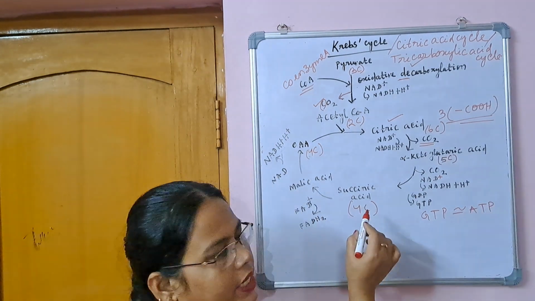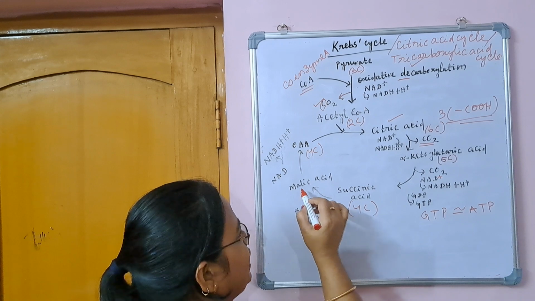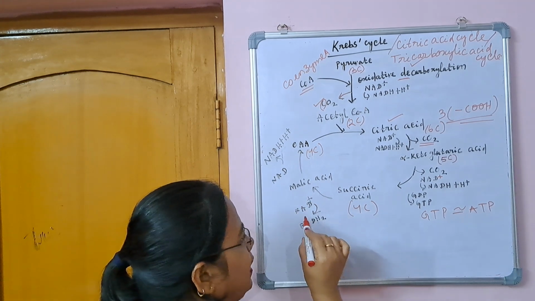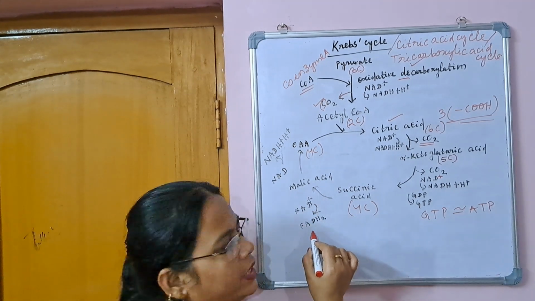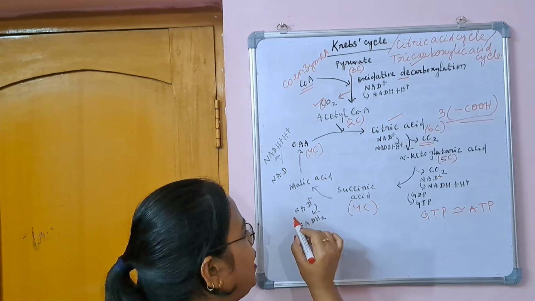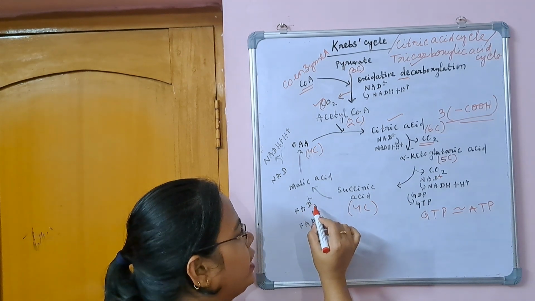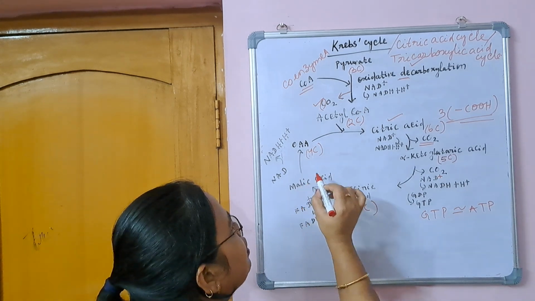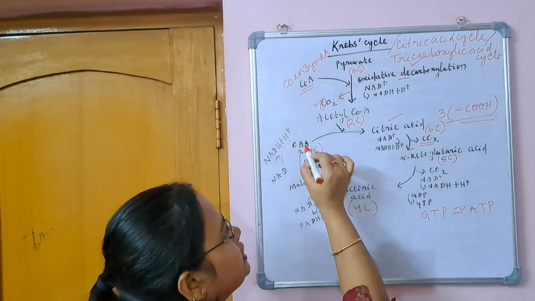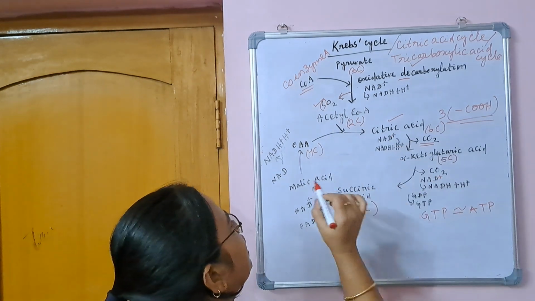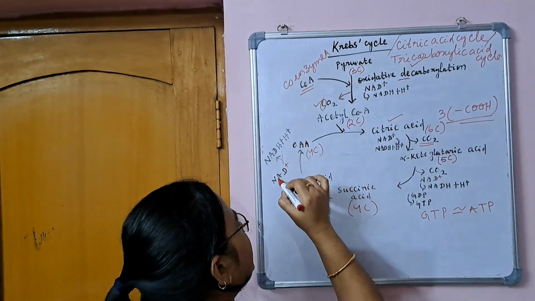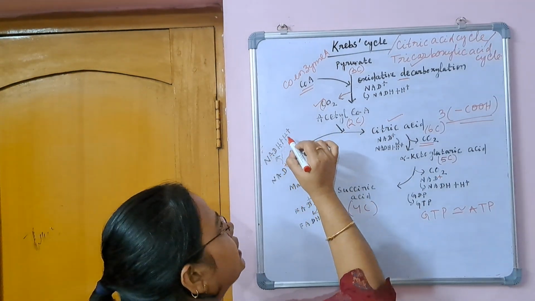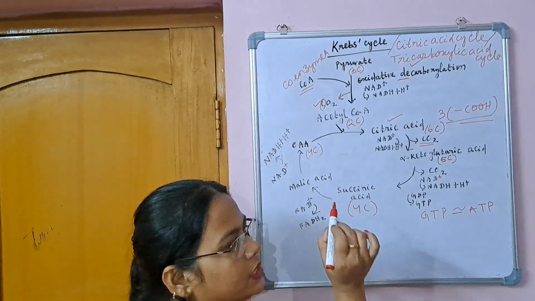Now this succinic acid will be converted into malic acid, and in this step FAD plus will be converted into FADH2. Flavin adenine dinucleotide will be converted into FADH2. Now this malic acid will form further oxaloacetic acid to continue the cycle, and in this step NAD plus will be converted into NADH and H plus. Now the cycle is completed here.